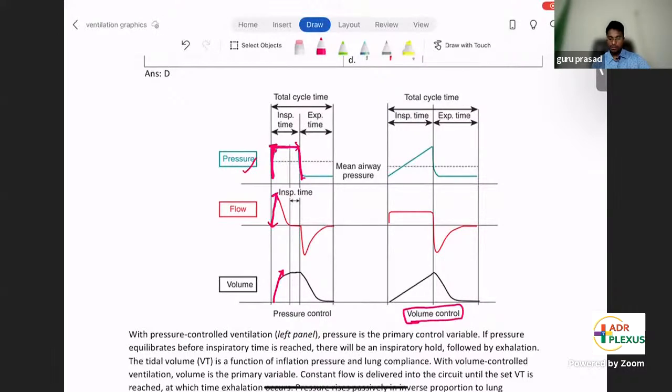Whereas in volume control ventilation, you may be thinking volume may be reached in the initial phase. That is wrong. In pressure control ventilation only, everything will be reached within the initial phase of inspiration only. Your flow will be maximum, your pressure will be maximum, your volume will be maximum.